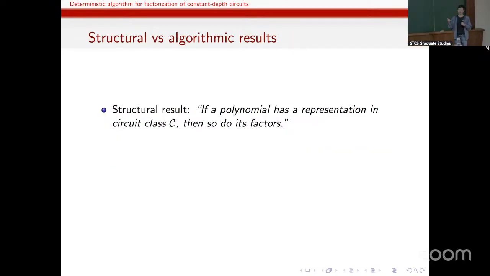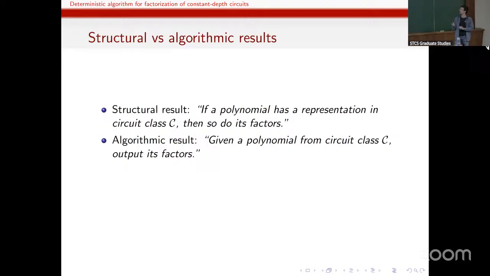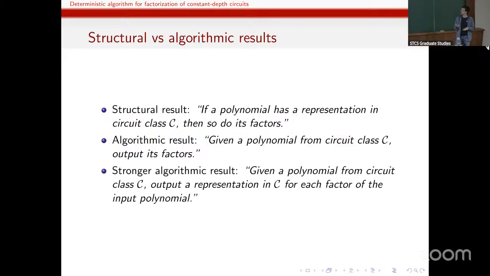Okay, just a quick note again on this distinction between a structural result and an algorithmic result. A structural result just says that if a polynomial has a representation in a circuit class C, then so do its factors. An algorithmic result is saying, given a polynomial from such a circuit class, I can output the factors. An even stronger algorithmic result would be, given a polynomial from a circuit class C, we can output a representation in the same circuit class for each factor of the input polynomial. Something like this can only be expected if you first have the structural result.